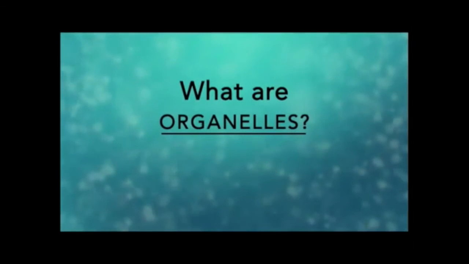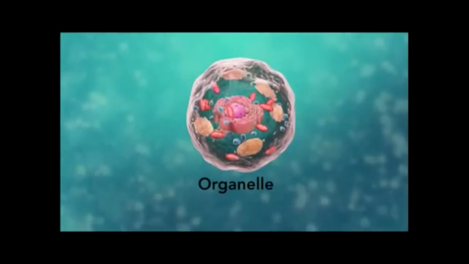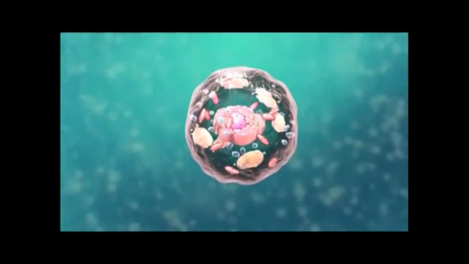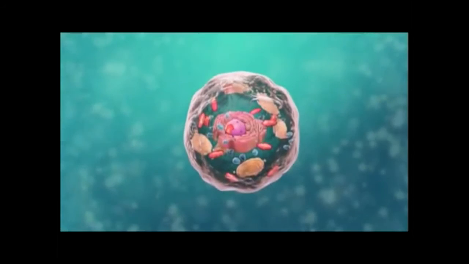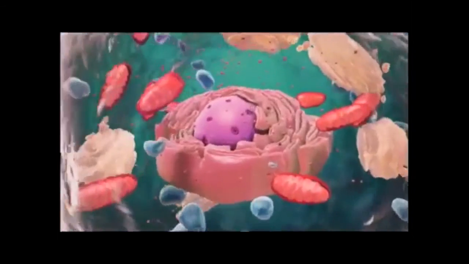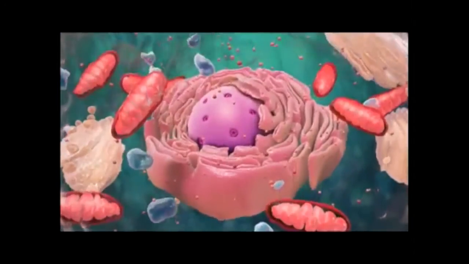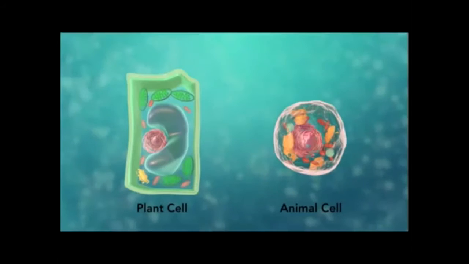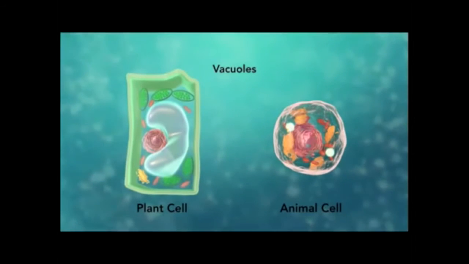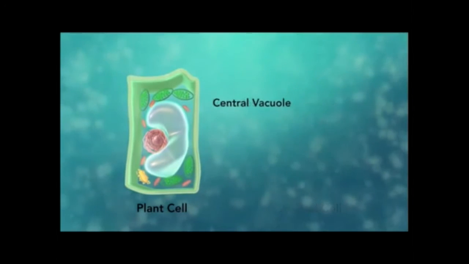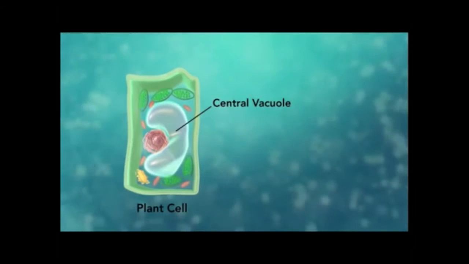So, what are organelles? Organelle means little organ. Organelles are the specialized parts of a cell that have unique jobs to perform. Let's start with the nucleus, the control center of the cell. The nucleus contains DNA, or genetic material. Vacuoles are sac-like structures that store different materials. Here, in this plant cell, the central vacuole stores water.